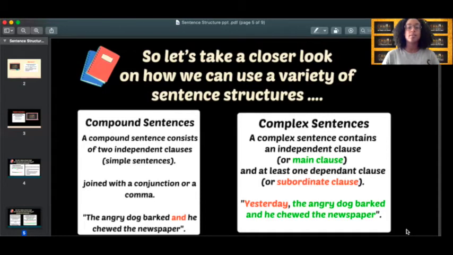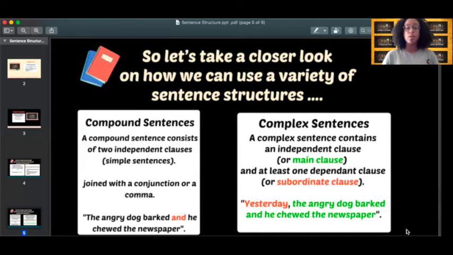A complex sentence contains an independent clause, or you could say a main clause, and at least one dependent clause, and that is a subordinate clause. So when we mean main clause, independent, it stands on its own, okay? It makes sense on its own. We're having that same theme of making sense on its own when it's independent. When it's dependent, then that means it can't stand on its own. It doesn't make sense on its own.